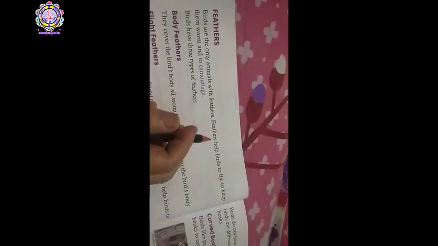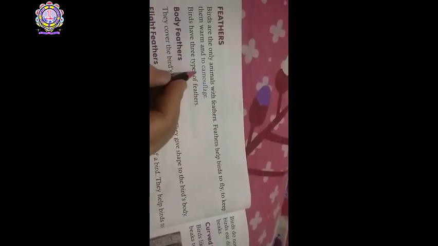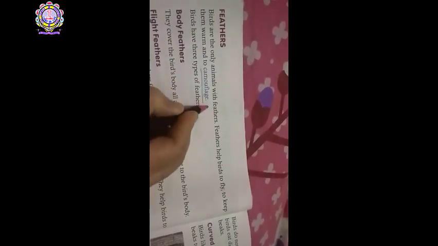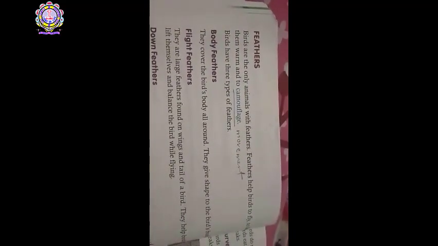Feather. Birds are the only animals with feathers. Feathers help the bird to fly, to keep them warm and to camouflage. Camouflage means movement. Movement from one place to another place. It means only birds have feathers. Other animals do not have feathers. Feathers help the bird to fly, keep the birds warm and to camouflage.